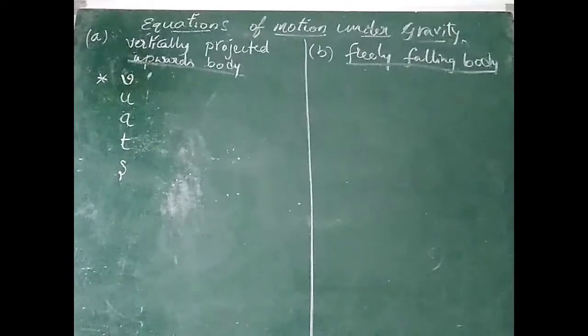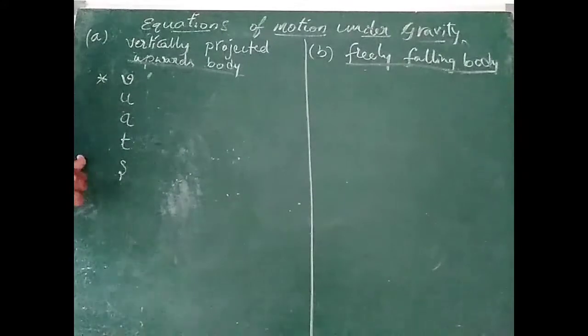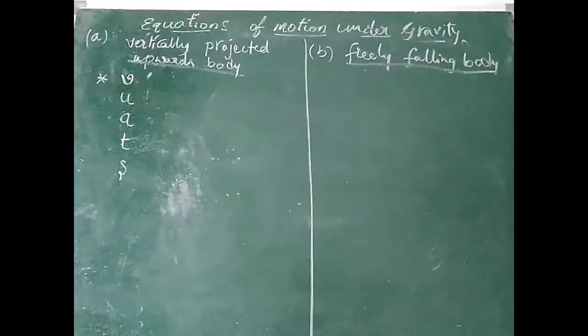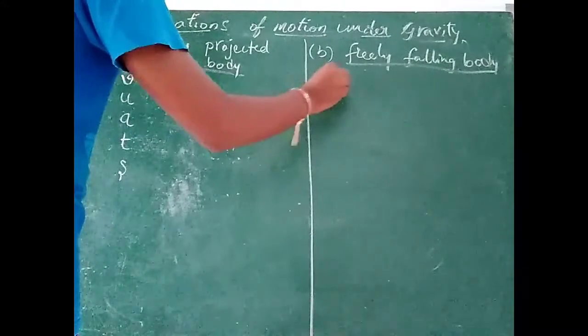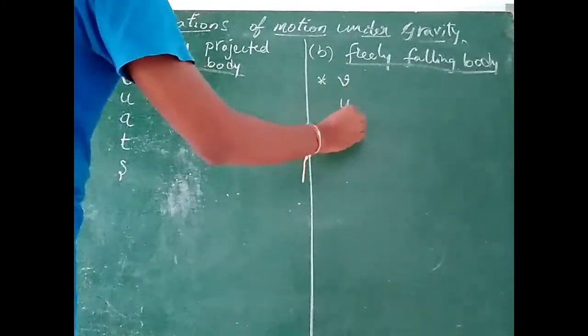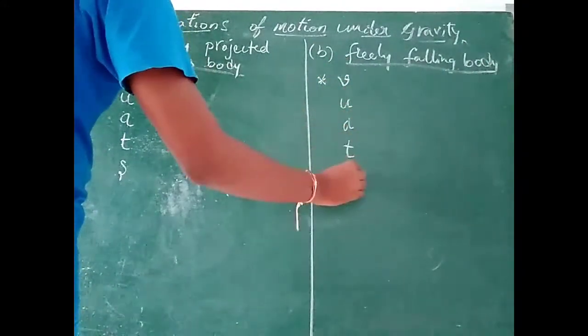Already these terms are repeating. Next, fourth equation, Sn is equal to U plus A by 2 of (2n minus 1). So, under the influence of gravity, either the body is vertically projected upwards or freely falling body. Let's check how these terms get converted. So here also V, U, A, T, S.